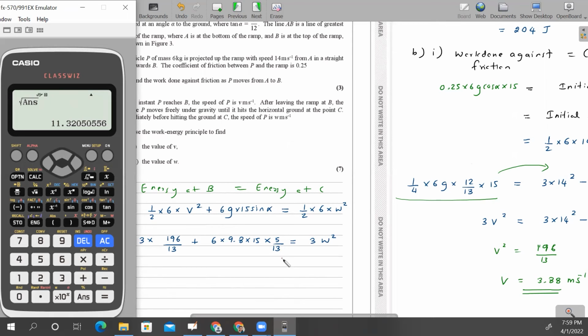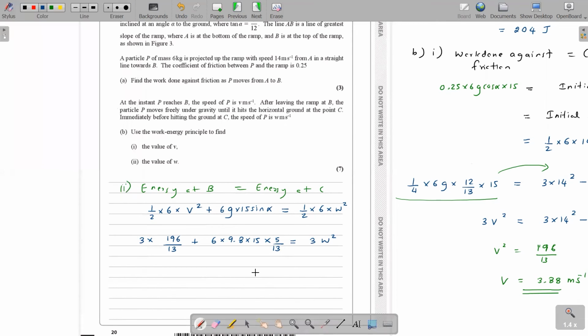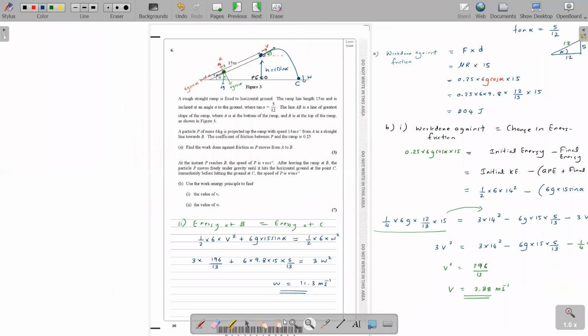So 11.3, to go 3SF. Definitely give your answer to 3SF because we have used g as 9.8 here. So 11.3 meters per second. This is clear?